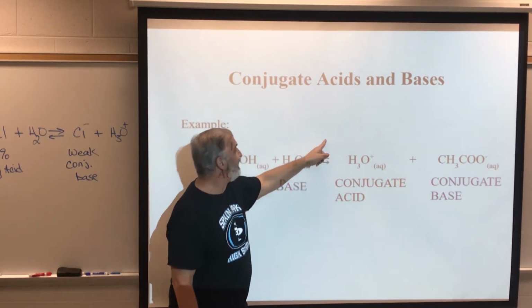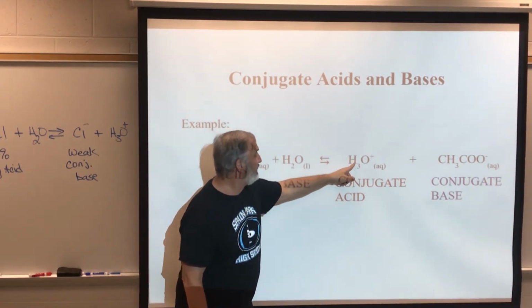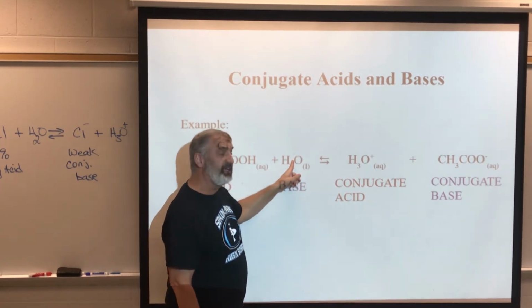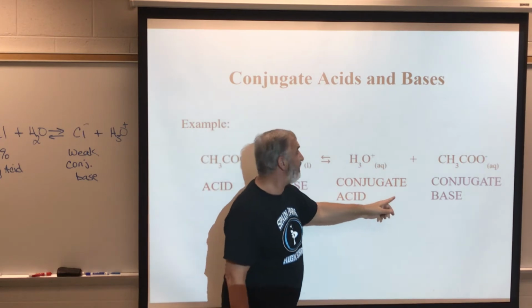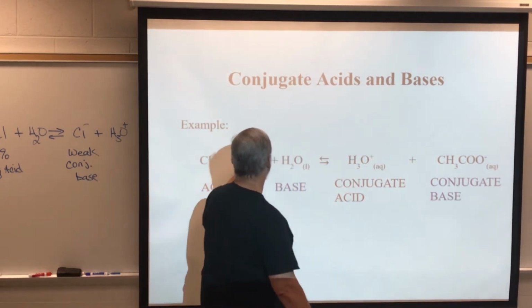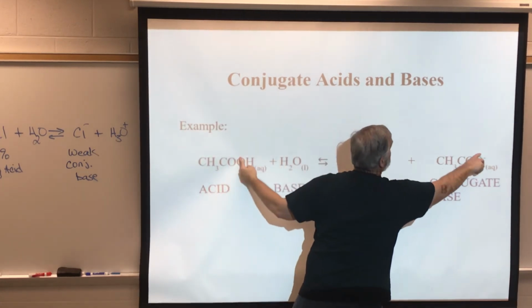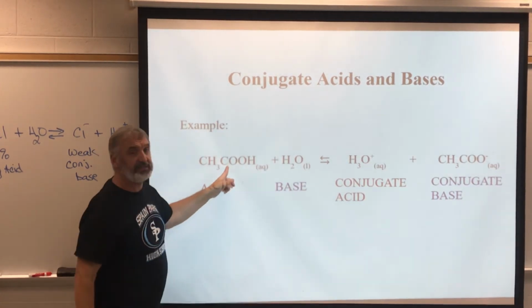So if I'm looking at it right to left, to go from here to here, it's donating the hydrogen back, it's getting rid of it, and so it's the conjugate acid. And this one, to go from here to here, it has to accept the hydrogen, so this hydrogen is going back to it to make this.